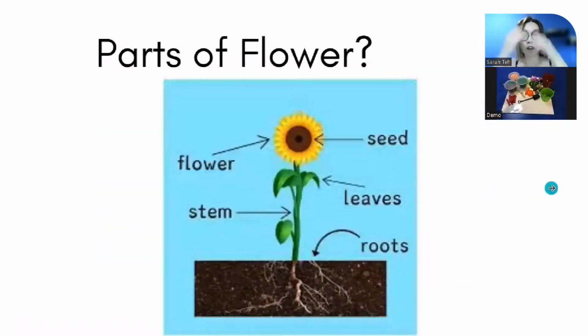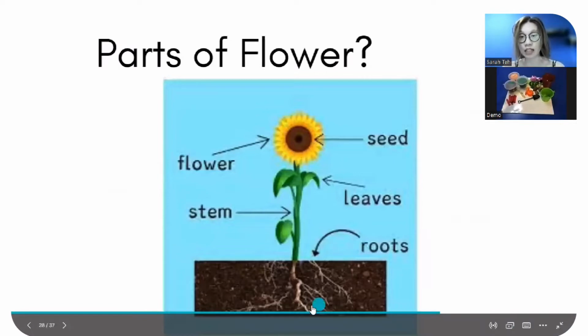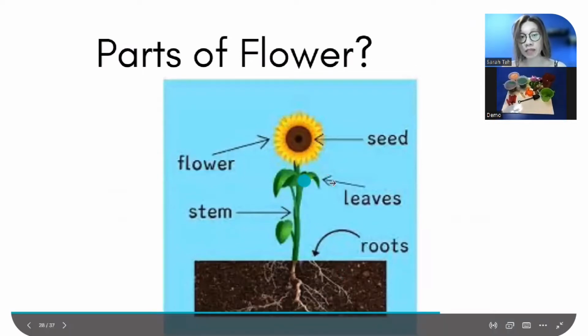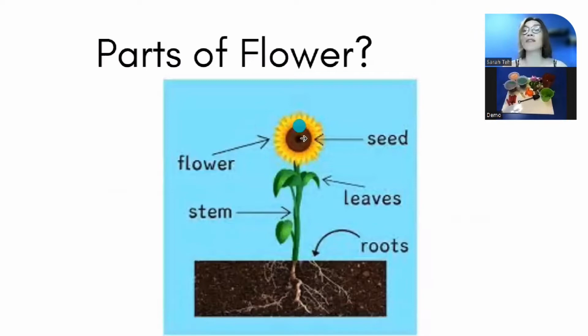All right, so these are the parts of a plant. We know that's the root. All right, this is the root, and every part of the plant is very important. So here's the stem, the leaves, and then the flower. And then after the flower, what happens? They will produce seed, and then the seed will fall down to the soil, and then it will have a new plant again.